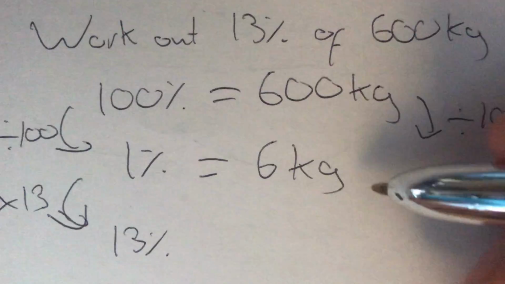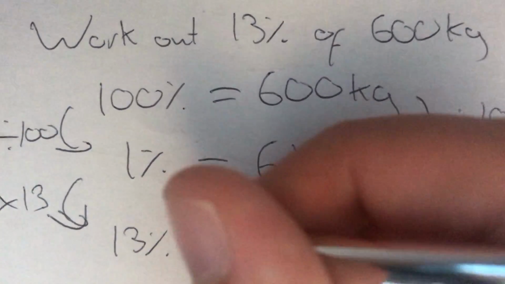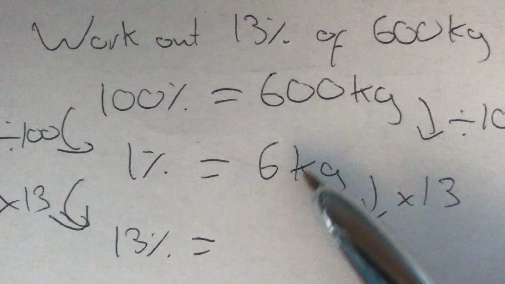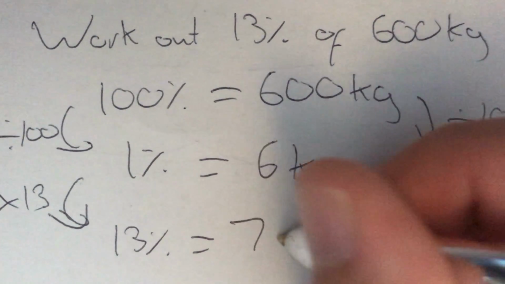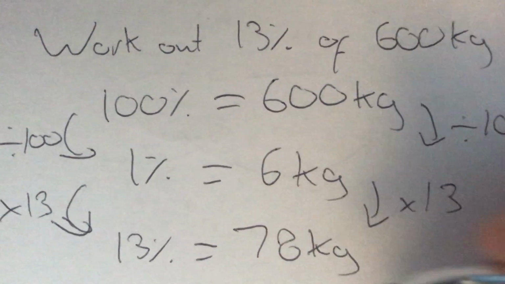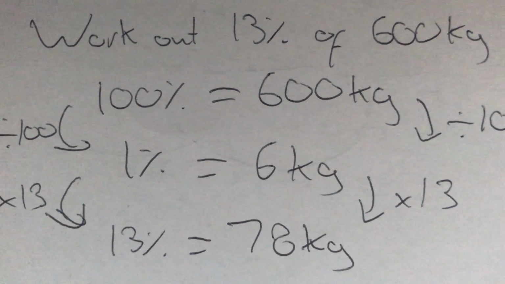We then need to do the same on the other side. Multiply this 6 kilograms by 13. So 13% is going to be 6 times 13 kilograms, which is going to be 78 kilograms. So 13% of 600 kilograms is 78 kilograms.